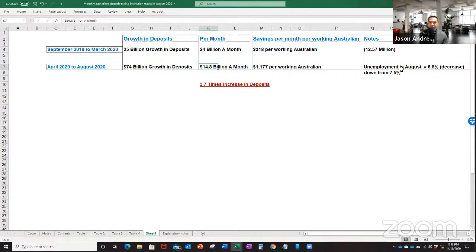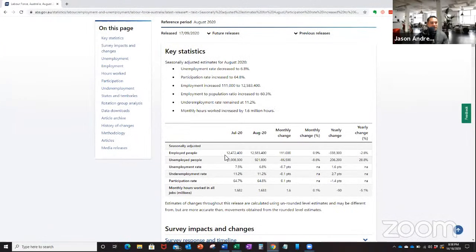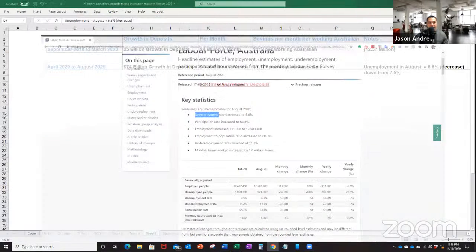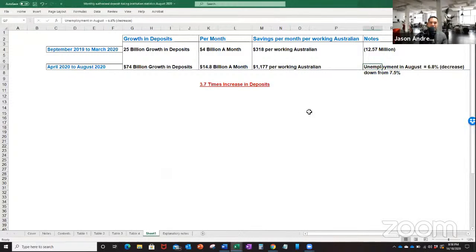At the same time, unemployment has actually decreased. Anyone can Google this. The unemployment rate is 6.8%, and this comes from the Australian Bureau of Statistics, the ABS. That's a decrease from 7.5% in July, the period beforehand. So what's happening right now is that there are some jobs people are working, JobKeeper has been able to keep people still getting an income, and our spending has decreased a little bit.